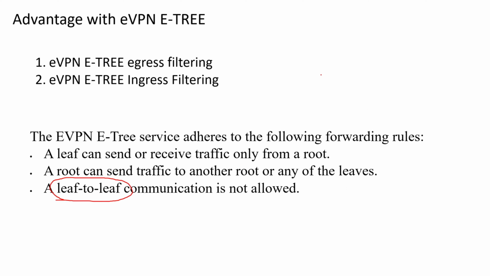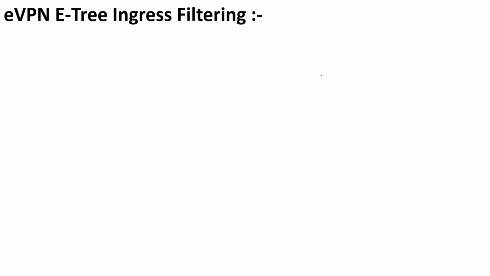So as we discussed earlier, if you take any tree, the flows, water or any flows, go from the root towards the leaves. But leaf to leaf there is no communication. So the same thing happens here. So let's see how the ingress filtering works here.